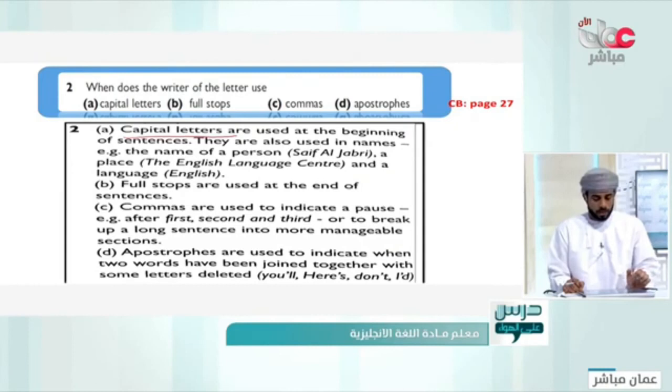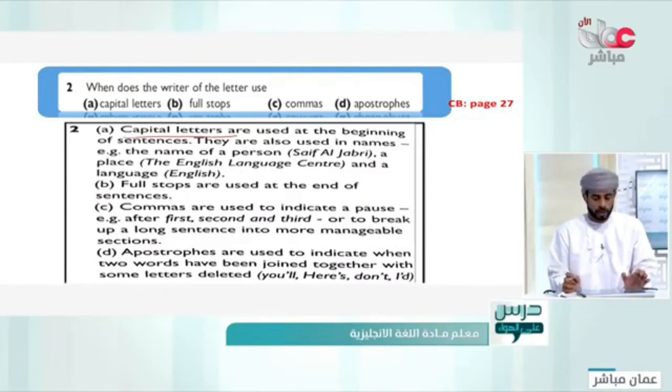They are also used in names. For example, the name of a person, like Saif Al-Jabri. When you are writing the name of a person, please use a capital letter at the beginning also. And the names of certain places, like the English Language Center, like Oman, like Muscat, capitalize the first letter, please. And languages like Arabic, English, those words are supposed to start with a capital letter.